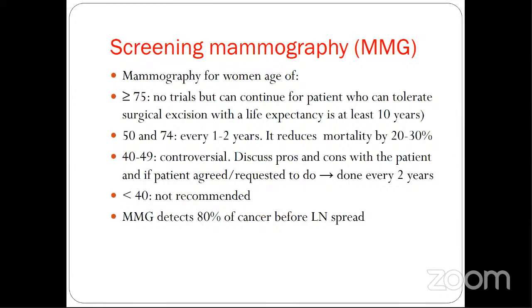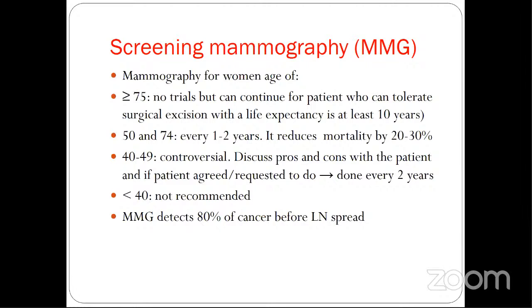From 50 to 74, we'll do screening mammography every 1 to 2 years, which reduces mortality by 20 to 30%. How does mammography reduce mortality? Because we can detect any mass, so the patient will not come complicated or come late. This means reduced mortality.